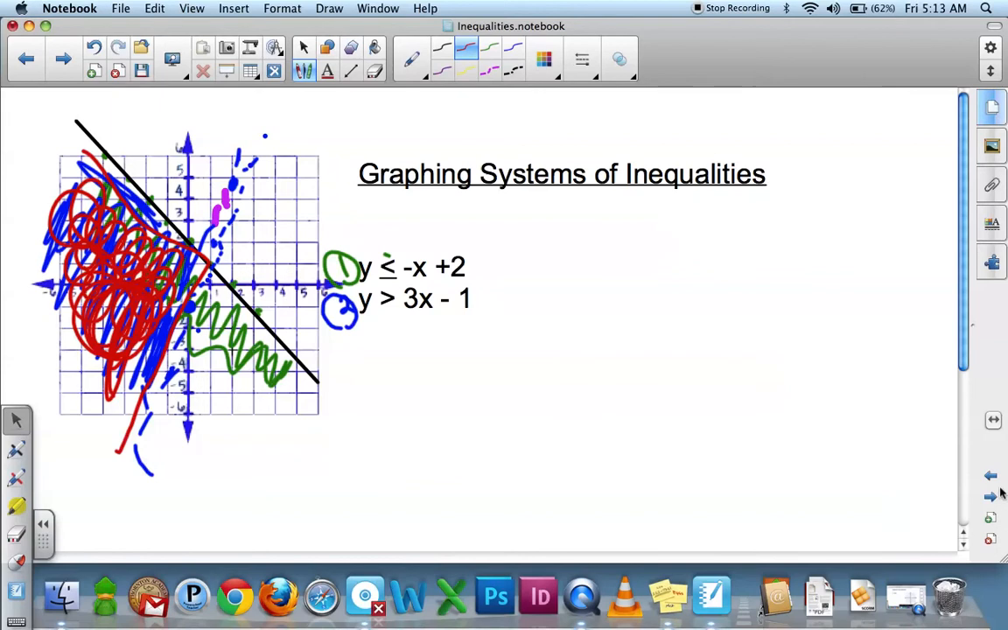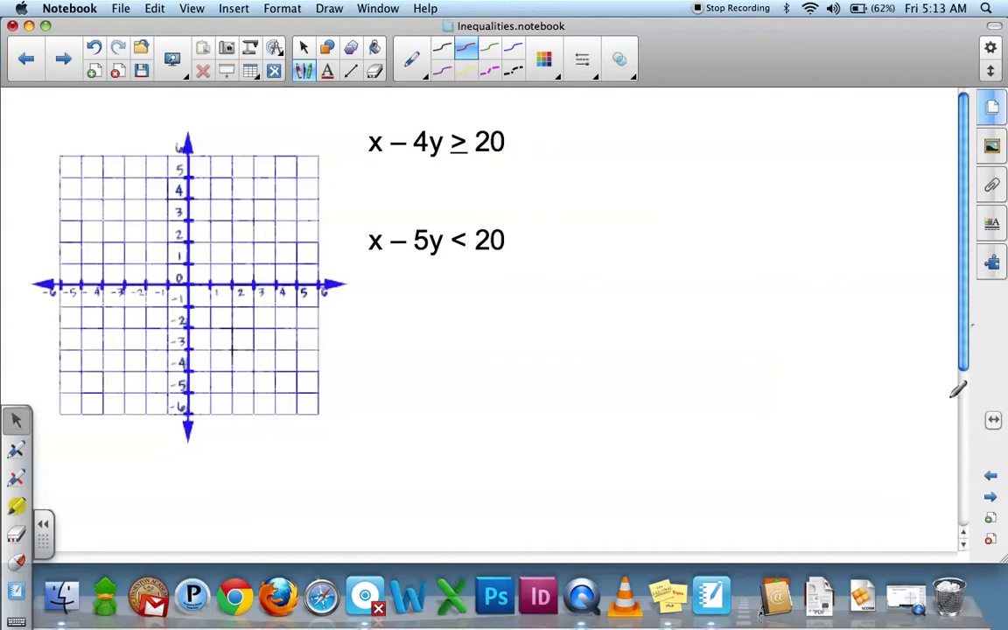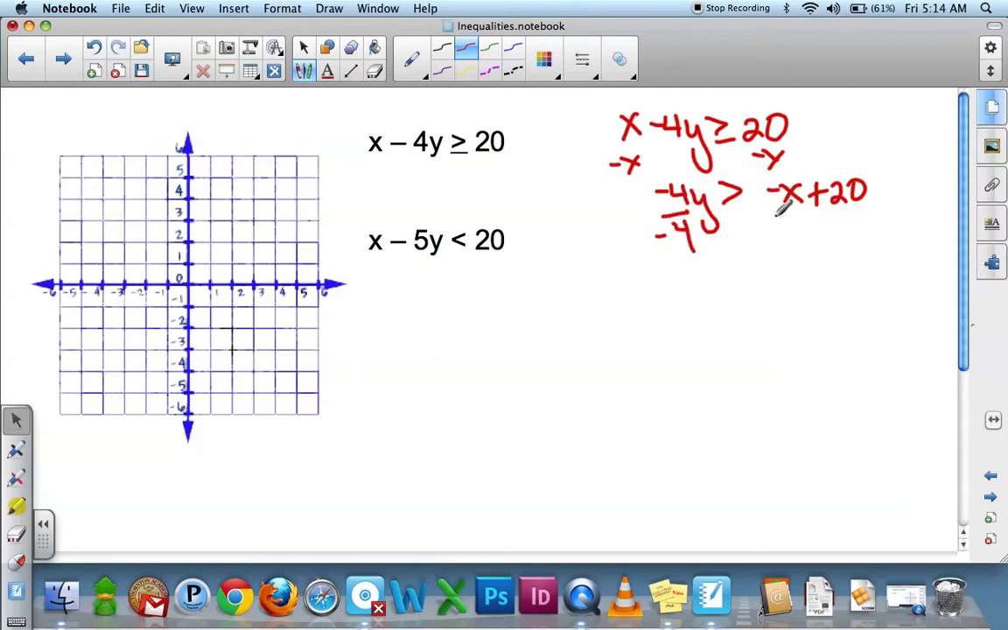Alright, I'm going to give you guys another example. In this case, you're going to have to solve for y. So I'm going to do that with you first, at least with the first one, and then I'll give you guys a chance to work your way through this problem. So here you've got x minus 4y is greater than or equal to 20. I'm already thinking solid line. So what I need to do is subtract x from each side. So you've got negative 4y is greater than negative x plus 20. Next step is dividing by negative 4.